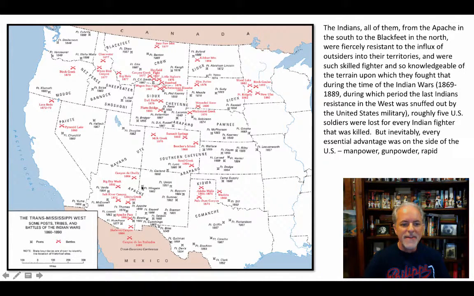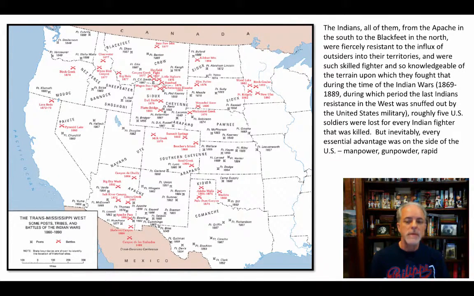Sorry. From the Apache in the South to the Blackfeet in the North, they were fiercely resistant to the influx of outsiders into their territories and were such skilled fighters and so knowledgeable of the terrain upon which they fought that during the time of the Indian Wars between 1869 and 1889, during which period the last Indian resistance in the West was snuffed out by the United States military, roughly 5 U.S. soldiers were lost for every 1 Indian fighter that was killed.